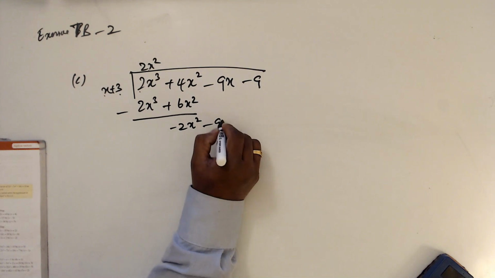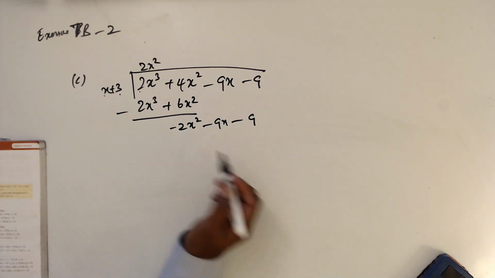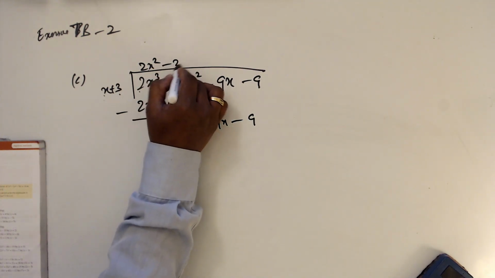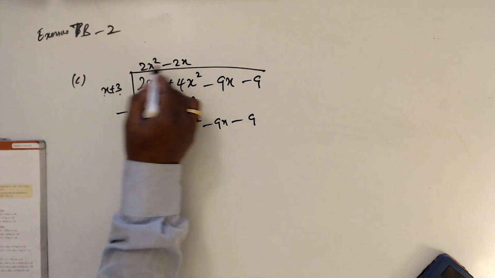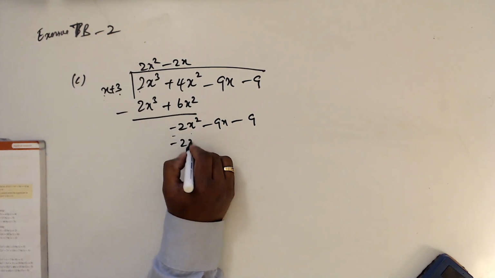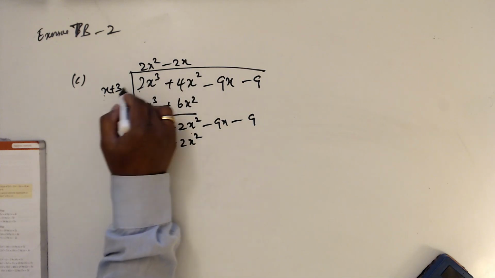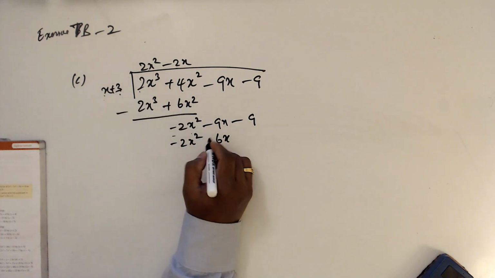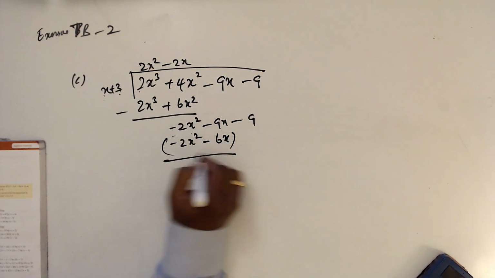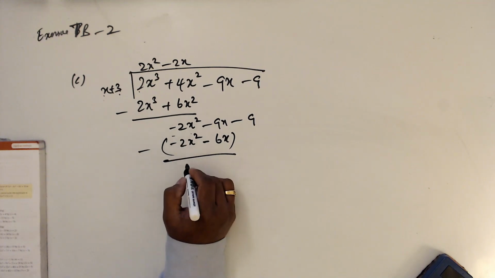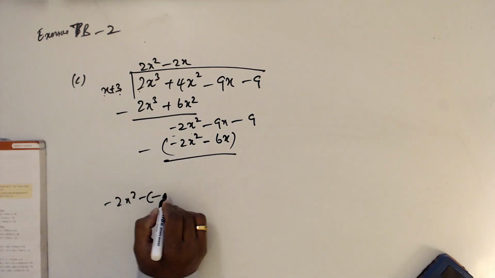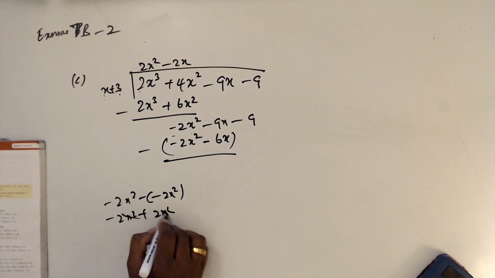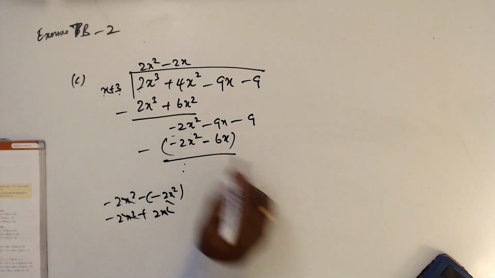Then bring those two down. Then how many x goes to minus 2x square? Minus 2x. Then minus 2x times x, minus 2x square. Then minus 2x times 3, minus 6x, minus times plus minus. Then minus it. So this is going to be 0. Minus 2x square minus 2x square. Then minus 2x square plus 2x square cancel out.